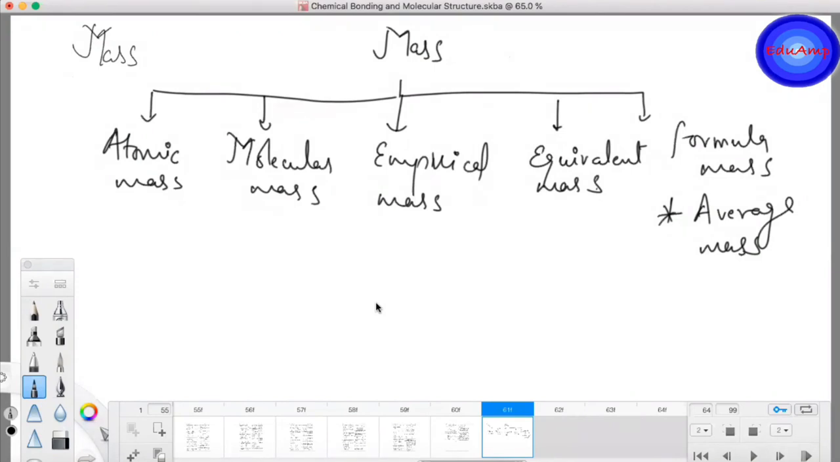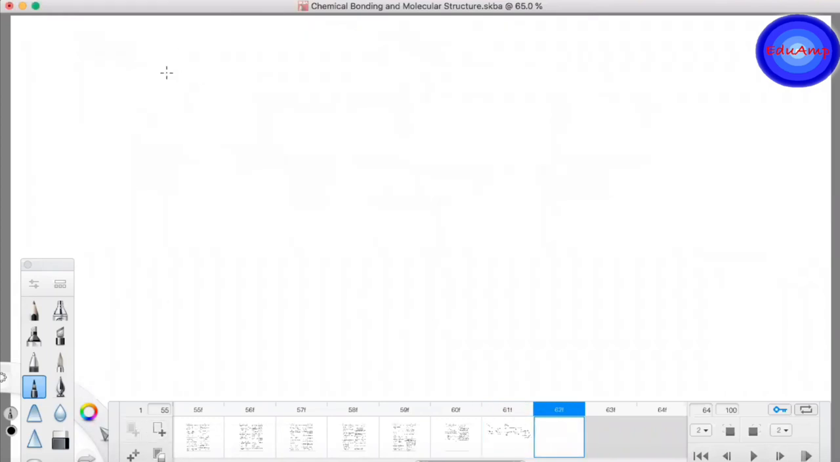This session is of class 11th. The chapter is mole concept. In the last demo session, we started with masses, out of which we did atomic mass, molecular mass, empirical mass, and equivalent mass. Today we are going to study about average mass. Hope you guys remember this, right? Now let's start with average mass.